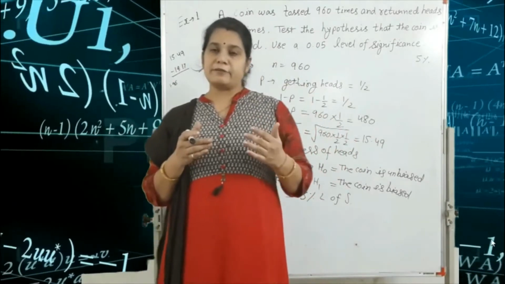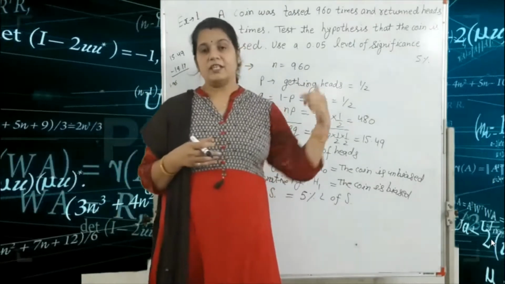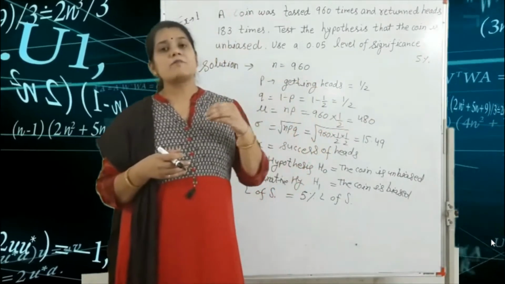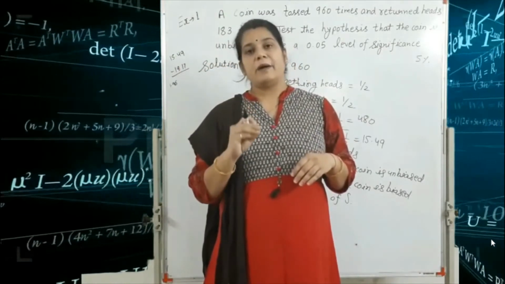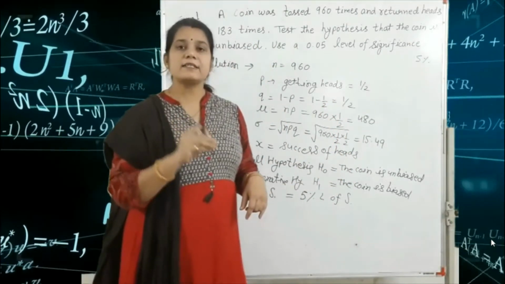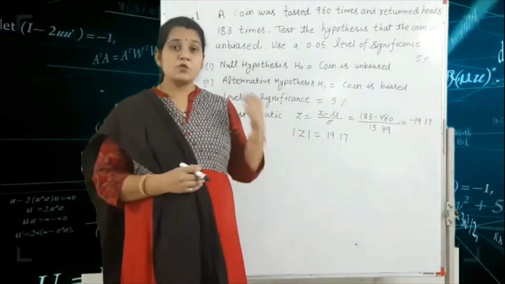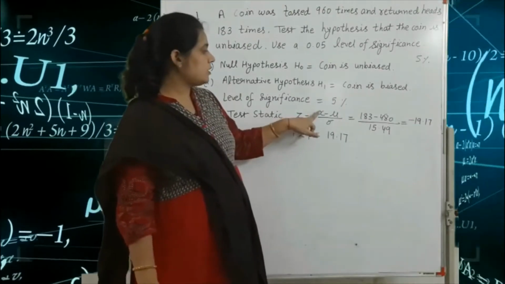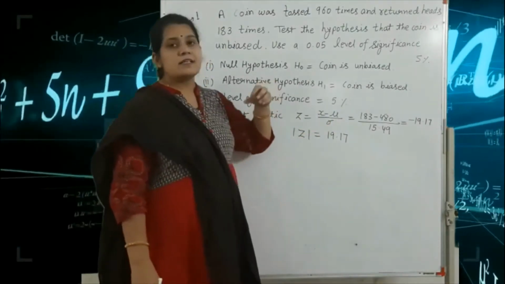Test statistic, that means we write the formula of Z. So in this type of question, if our question is given only in probability form, the formula of Z is equal to x minus mu divided by sigma. Okay, so our fourth one is Z is equal to x minus mu divided by sigma. So x is the number of successes of heads.